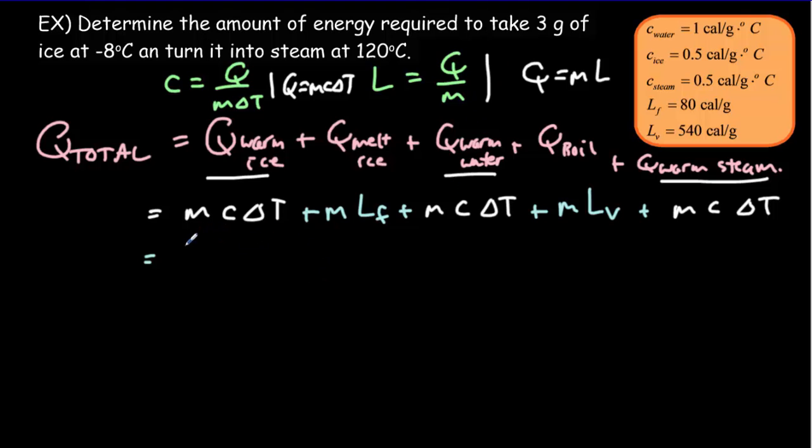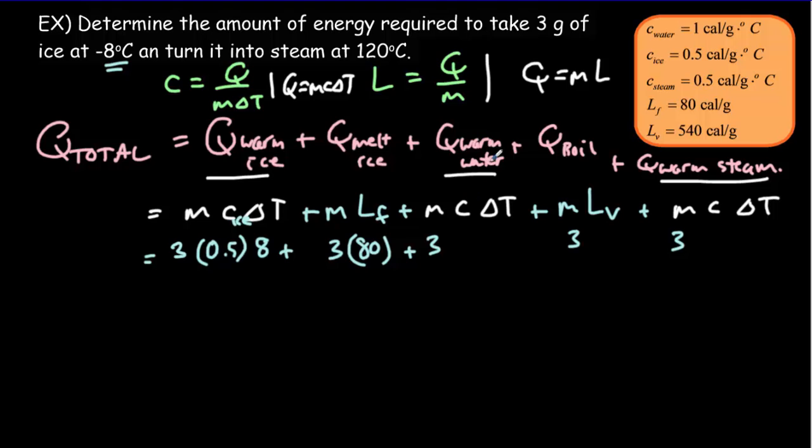So our mass here is 3 grams. So I'm going to put a 3 in for all these terms. The C here, that's really for ice. And we can look that up. It's 0.5 in calories per gram. And it's going to change its temperature from -8 degrees up to 0. So it's going to raise its temperature by 8 degrees here. So that's the energy needed to warm the ice from -8 to 0. Then we need the latent heat of fusion of water, and it turns out to be 80 calories per gram. So I'm going to multiply by 80 here.